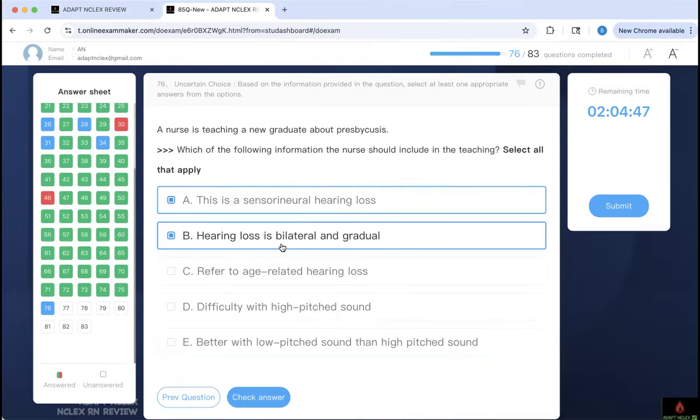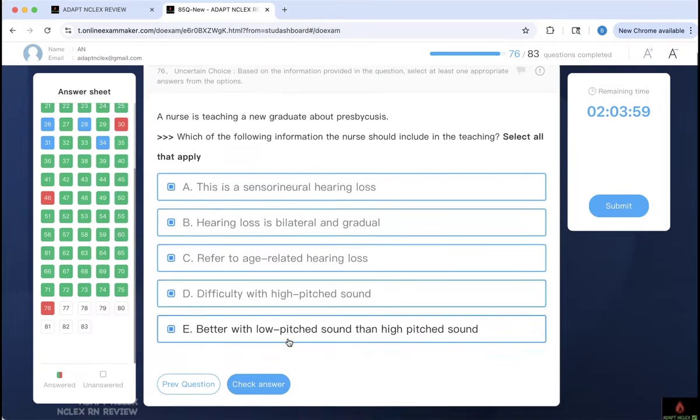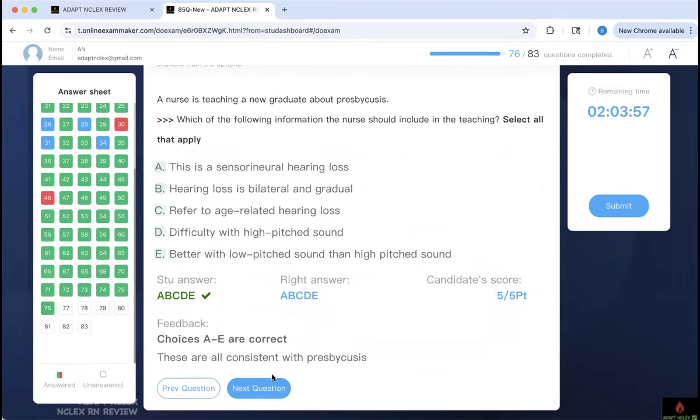That's why in older patients, both ears can be affected, or sometimes one, but the other side is still in trouble. It's age-related. That's where it came from. It's usually difficult with high-pitch sound, but it's better with low-pitch sound than high-pitch sound. Therefore, all of them are expected in the patient with sensorineural problems.